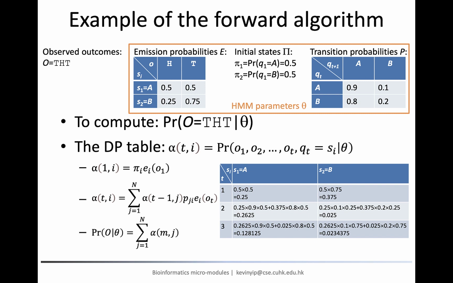Using these formulas, we can compute the values of the table entries, where each step is shown as a row and each state is shown as a column. The two entries in row 1 are computed first using the initialization formula. Then the two entries in row 2 can be computed by plugging in the values of the entries in row 1 into the recursive formula. Row 3 can then be computed in the same way. Finally, summing the two entries in row 3, we get the overall answer, which is the probability of observing tail, head, tail, given the model parameters.